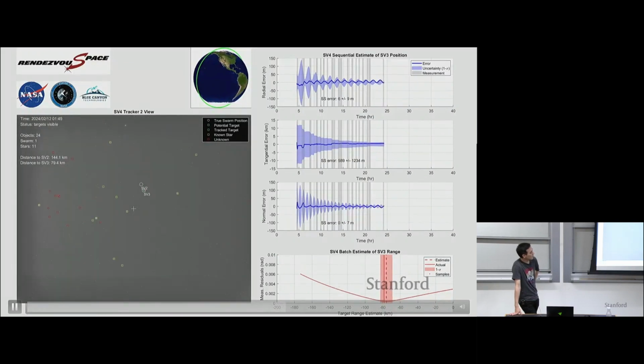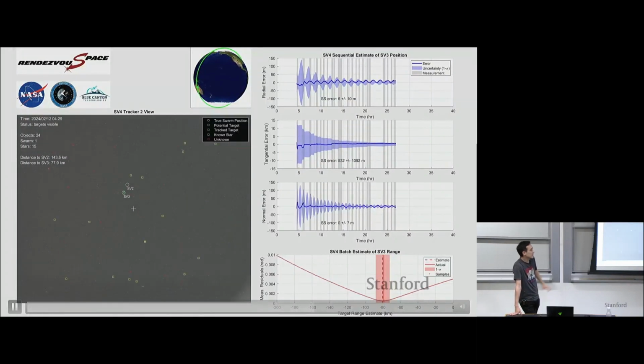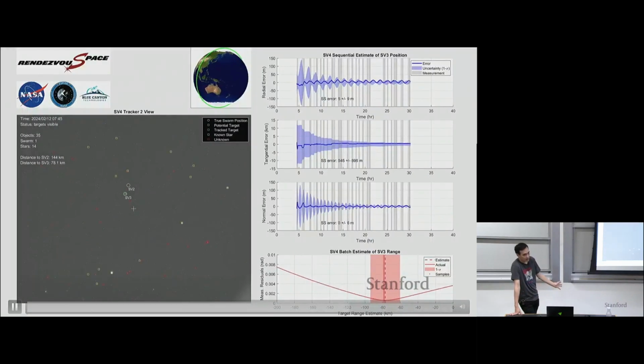A couple of things to note are that you can see the most uncertainty is in the tangential or along-track component, which again is roughly corresponding to that range component. We can't really observe that well, so that's pretty much expected. Whereas the other two components are much more accurately estimated.